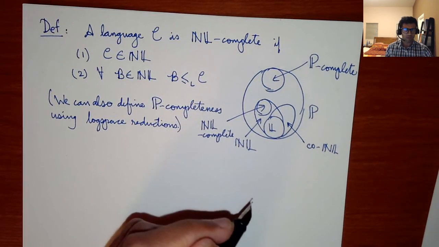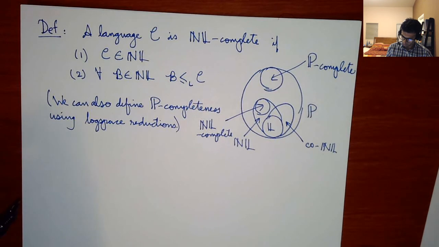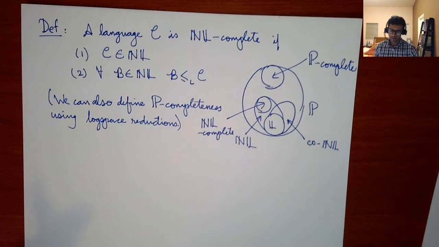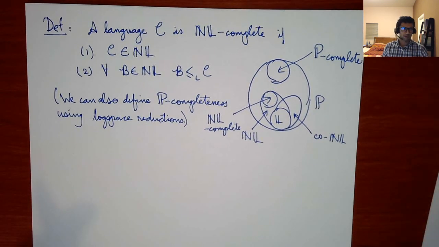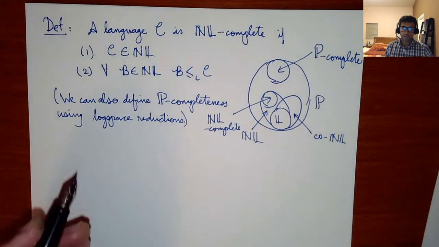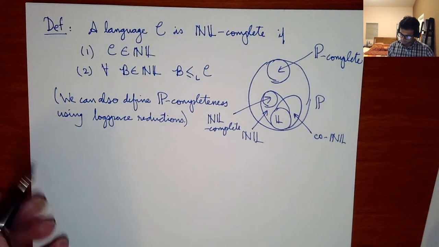Any questions about this? So I'm not going to be delving into P-completeness in this lecture, and this is something that we will probably come back to when we talk about circuit complexity. Okay, so this is what it means for a language to be NL complete.